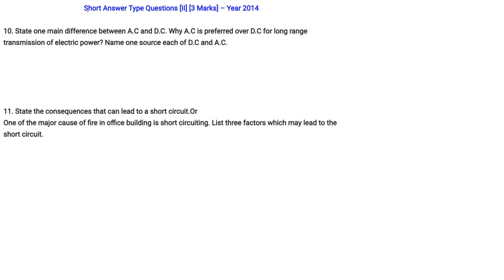State one main difference between AC and DC, alternating current and direct current. Why AC is preferred over DC for long range transmission of electric power? Name one source each of DC and AC. This came in 2014, 3 marks.